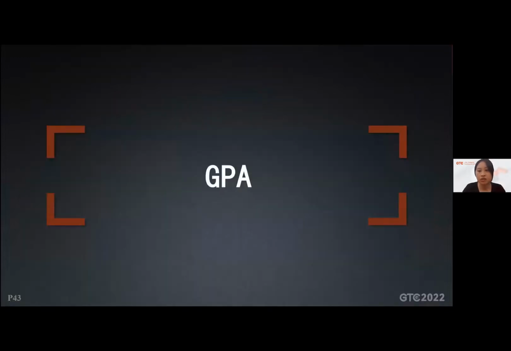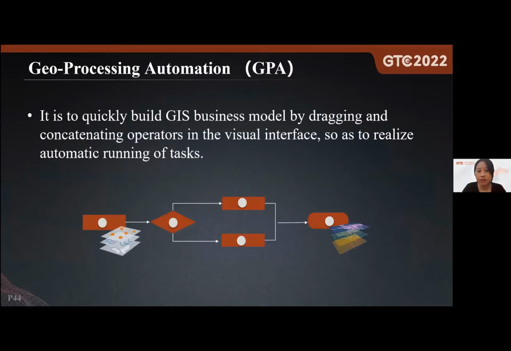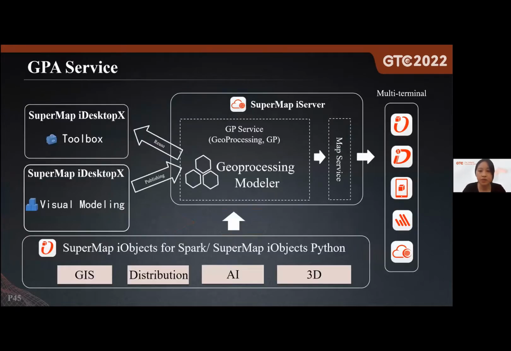Then let's talk about GPA. Firstly, what is GPA? It is geoprocessing automation, which can quickly build GIS business models by dragging and concatenating operators in a visual interface so as to realize automatic running of tasks. GPA is provided by SuperMap iDesktop X and SuperMap iServer, and SuperMap component libraries provide custom development support so as to meet more complex applications.